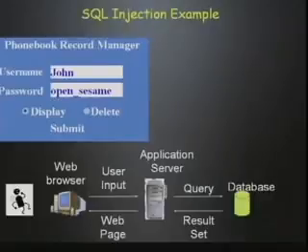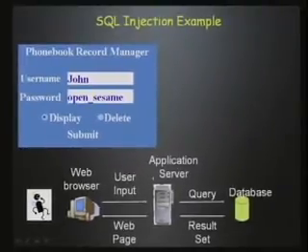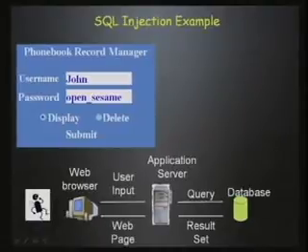So let's start with a very simple example. What we are looking at is a phone book record manager, which allows users to edit their phone book entries. So this is the architecture of the whole setup. You have a web browser. The browser receives this page, and that page is provided to the browser by a web application server. The web application server, when it gets some user input from the browser, sends it to the database in the form of a SQL query, and the result is sent back to the application server, which then formats the result in a web page, and it's sent back to the browser.